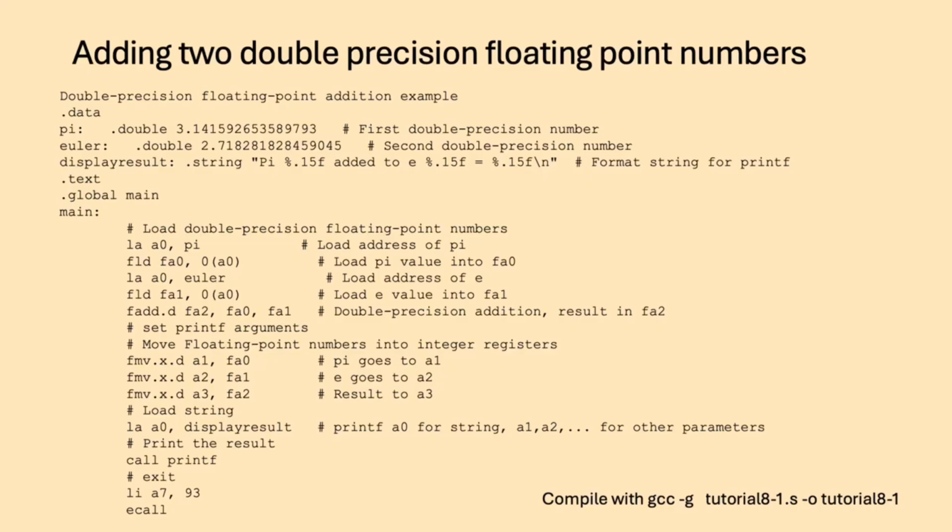So the program itself loads these values into the regular X registers. And then after we've loaded the X register A0 with the value pi, we transfer it across into the floating point register FA0. We do a similar thing with our number e, and then we add the two together. So if you look at that instruction fadd.d, that means double precision. So we see it here, double precision. And then this is the destination register, and these are the two source registers.